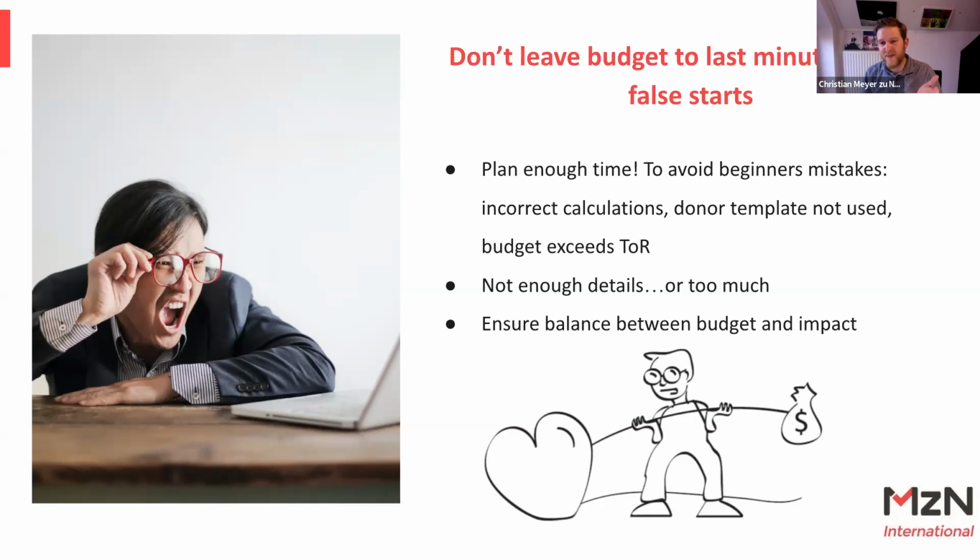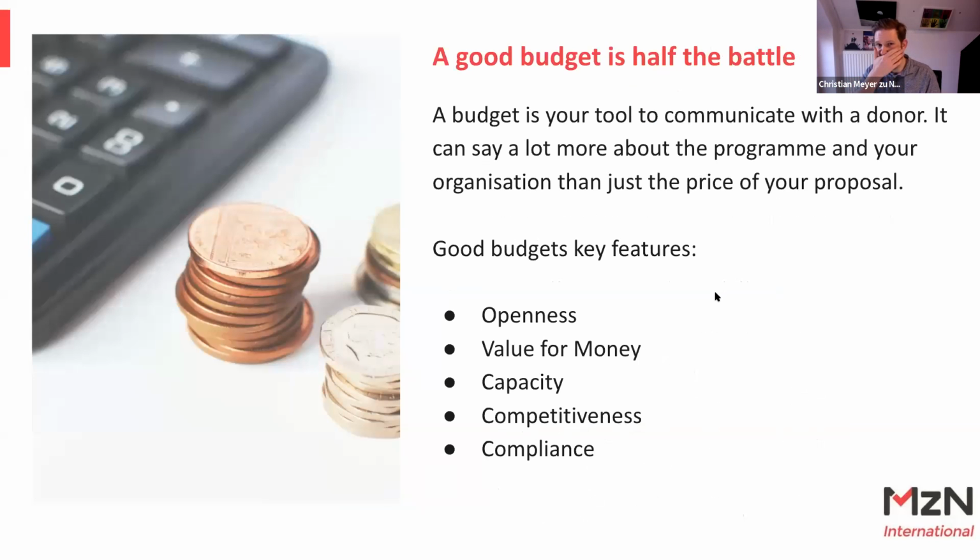Then you want to get the balance between not enough detail, and not too much. I'm going to talk about this a little more, but you are ultimately trying to achieve a balance between budget and impact. One of the core mistakes is to automatically go for the maximum available. I'm going to mention this in the next one here.